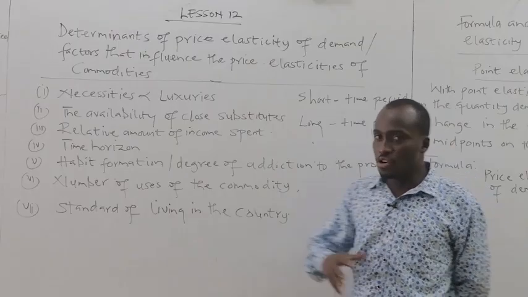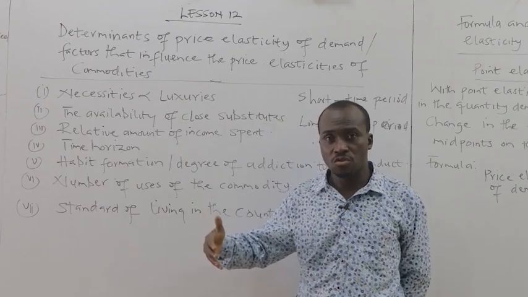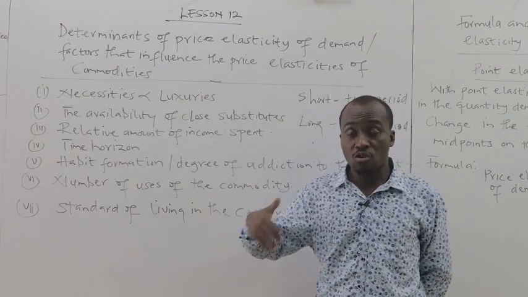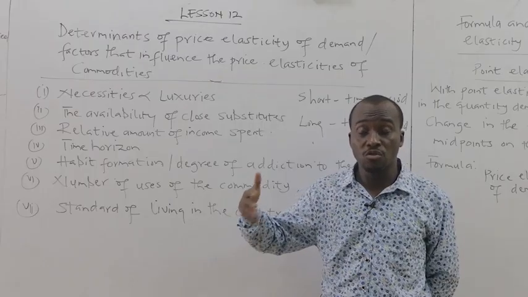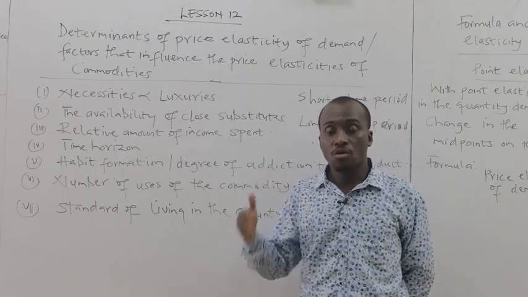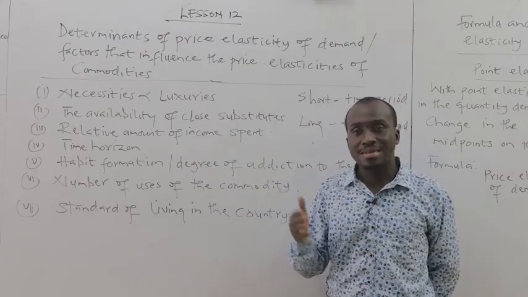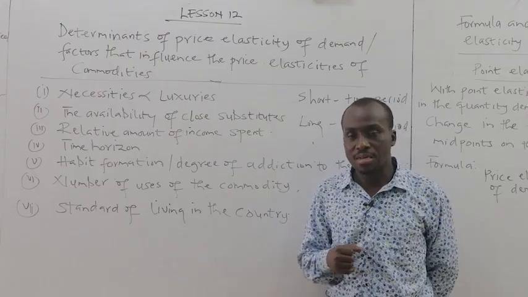So commodities that have a lot of uses, that can be used for a lot of items, tend to have inelastic demand. But a commodity that has limited uses when it comes to its consumption tends to have elastic demand.